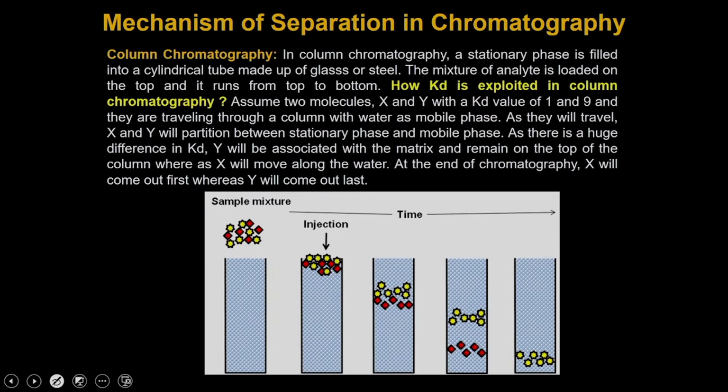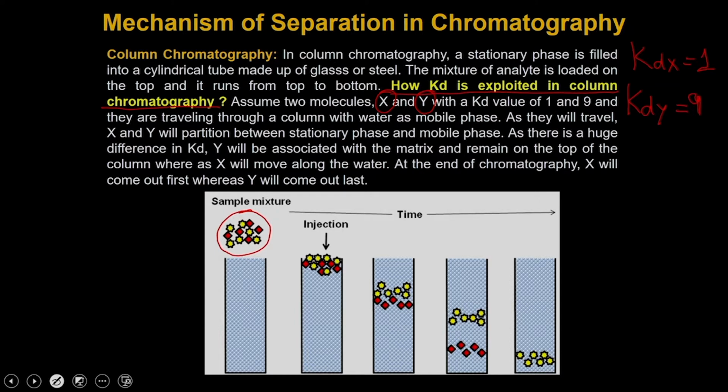Now, let us see how the molecules are being separated when they are subjected to chromatography. We have taken a mixture of compounds and we would like to understand how the Kd is used in column chromatography to separate the two molecules. We have taken an example of molecules X and Y, where the Kd value of X is 1, whereas the Kd value of Y is 9.